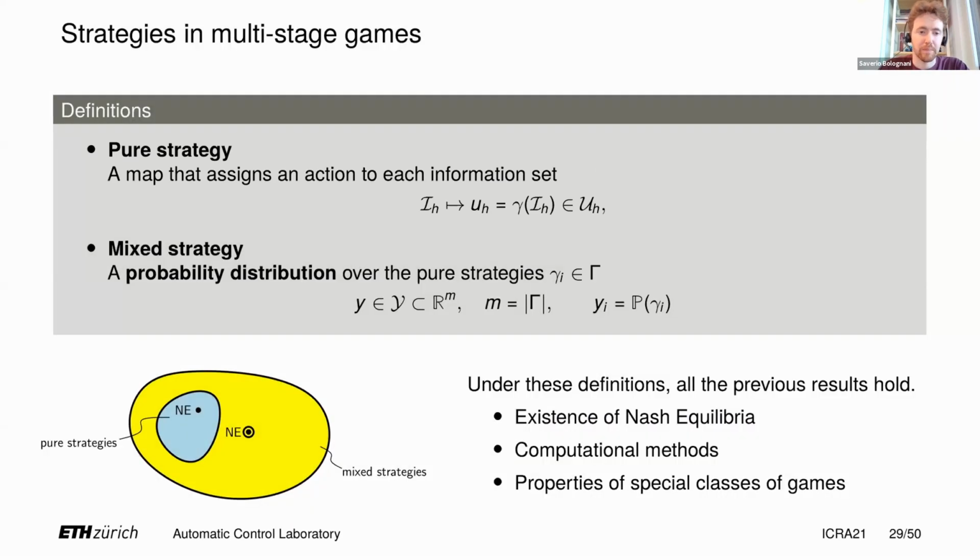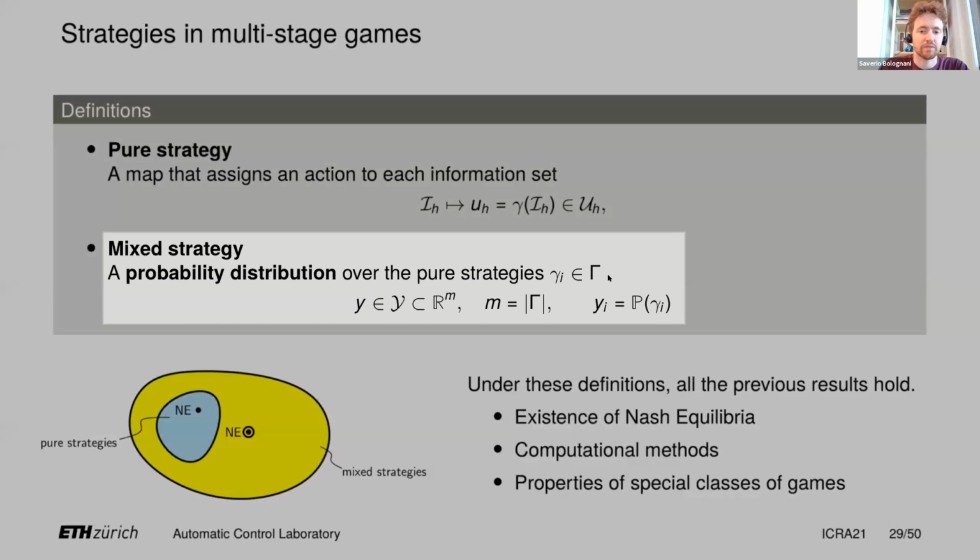This creates a number of pure strategies, and the mixed strategy is just randomization over this set of strategies. So with probability y_i, player one will play the strategy gamma_i, which is a map from information sets to actions.